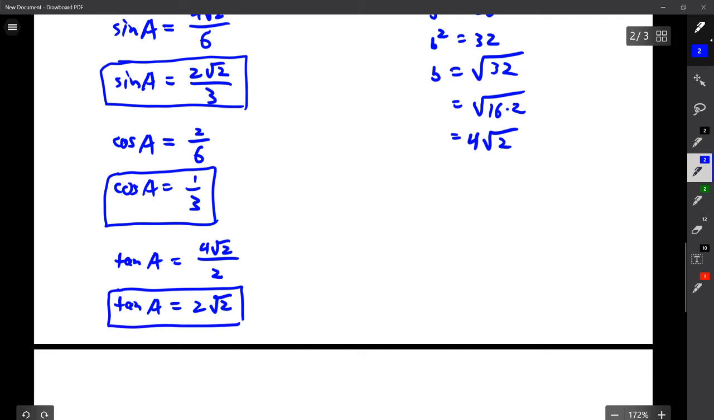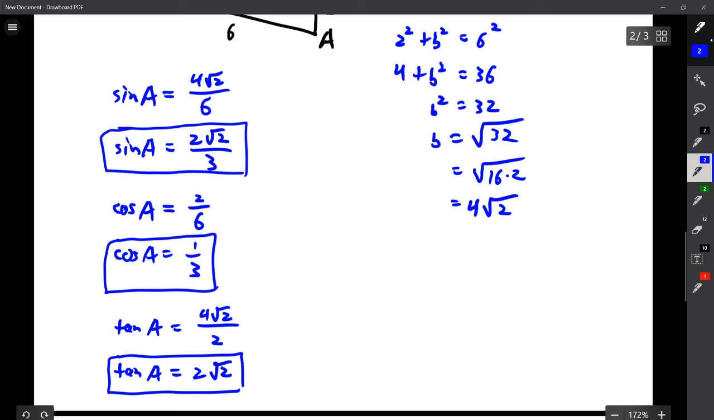And if you're ever not sure whether or not you're simplifying properly, you can use your calculator and plug stuff in and see if you get the same thing. In other words, let's just say we go back to this sine one here, and we have 4 root 2 over 6. I could take my calculator. I could do 4 times the square root of 2 divided by 6. And what I get is about 0.9428.